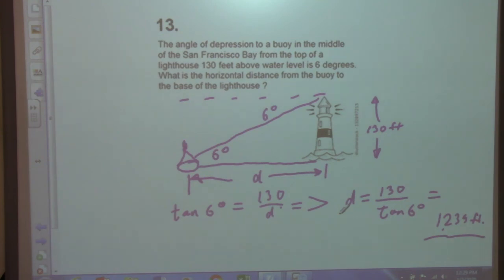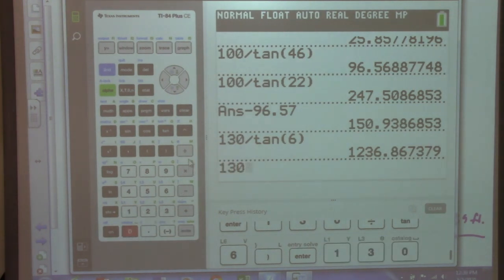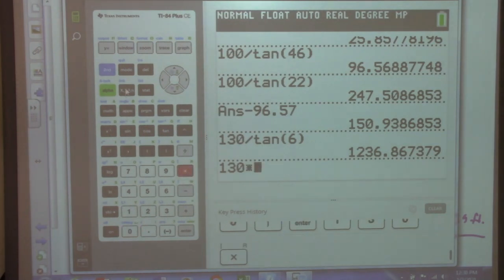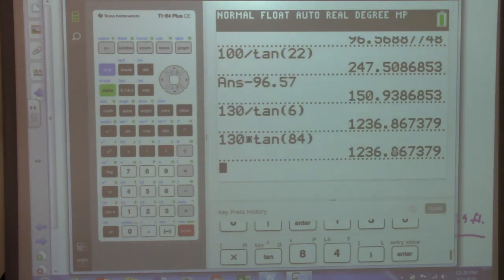What Elizabeth is doing here is saying that your angle of depression is 6 degrees, but this angle over here is going to be 84 degrees, and it has to do with cotangent. In this case, the tangent of 84 degrees is going to be equal to your horizontal distance over 130. So D equals 130 times tangent 84 degrees. So you're going to get the same distance here, right?